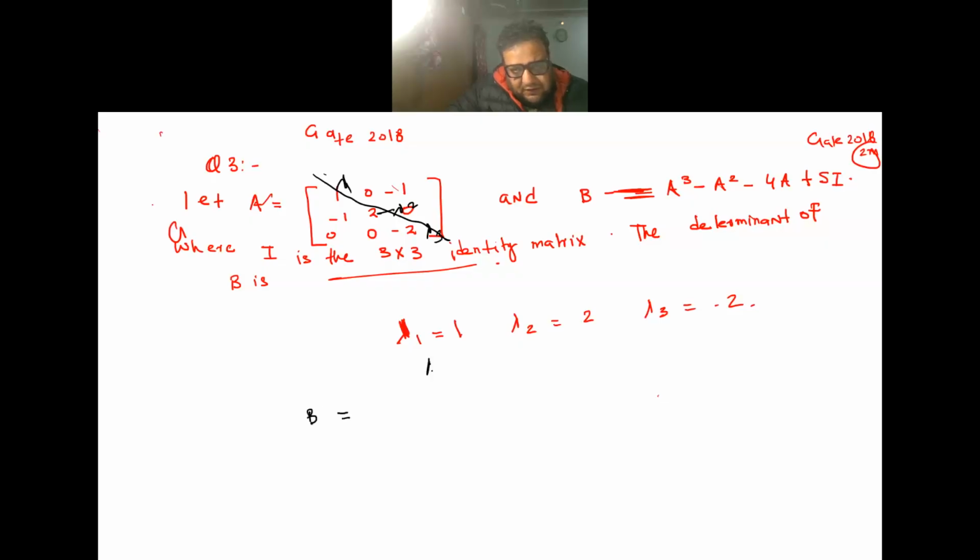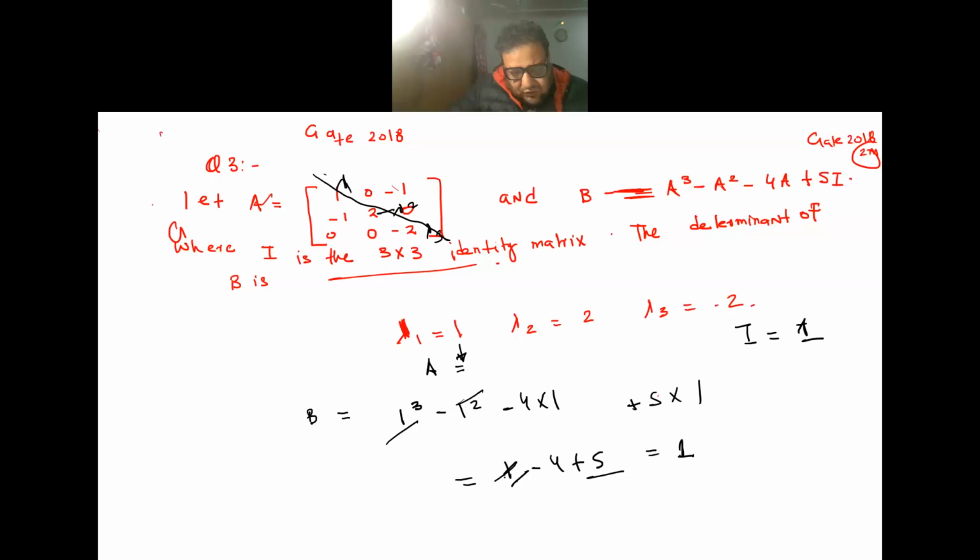For the first value, you just put 1. So it will come as 1 cube minus 1 square minus 4 into 1, and remember, the identity value is always 1, plus 5 into 1. So this will come as 1 minus 1 minus 4 plus 5, the 1 and 1 cancel, and minus 4 and 5 becomes 1. So for lambda 1, the B value is 1.